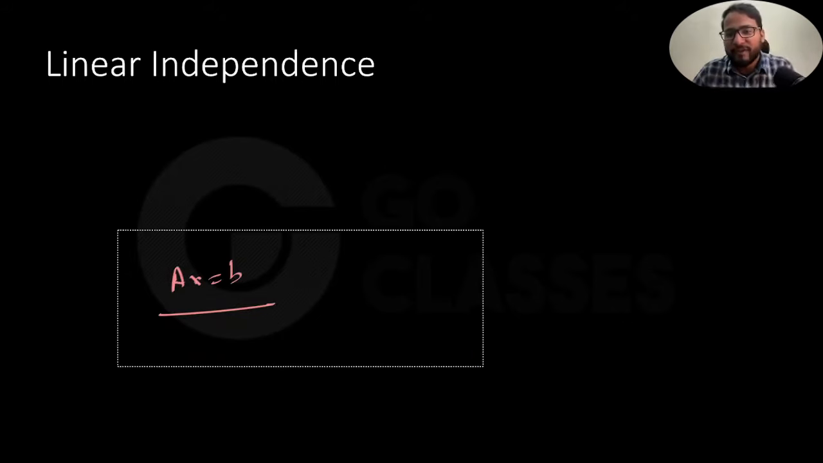Now let's just move further, which is linear independence. Hope you have understood linear dependence. Now we will be understanding linear independence. Then we will be moving to the GATE PYQs related to AX equal to B. You will not even realize that we are solving AX equal to B or AX equal to 0 just using the definition of linearly dependent and linearly independent. So the best is yet to come. Let me just go step by step.